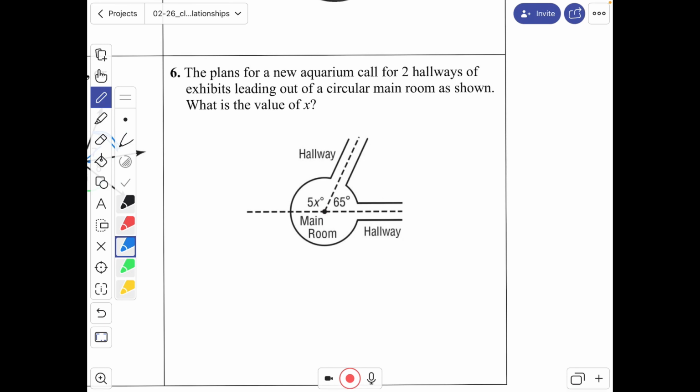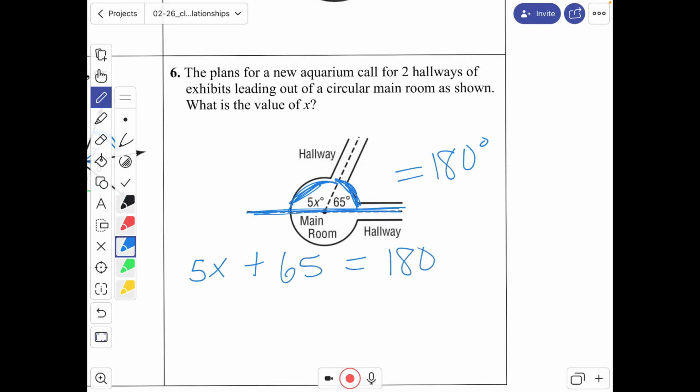Number 6, the plans for a new aquarium call for 2 hallways of exhibits leading out of a circular main room as shown. What is the value of x? Okay, do you see this angle and this angle come together to make a straight angle? And the straight angles make 180 degrees. So if I put this angle over here plus this angle over here, they should equal 180 degrees.